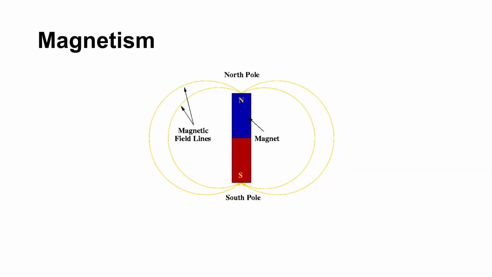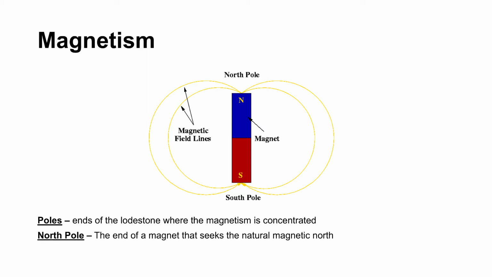Now, magnets are divided into two sections called poles. The poles are the ends of the lodestone where the magnetism, or magnetic attraction, is concentrated. There's always a north pole, which is the end that seeks the natural magnetic north in the earth. And then there's a south pole, which is the end of the magnet that is the opposite to the north pole and seeks the magnetic north pole.